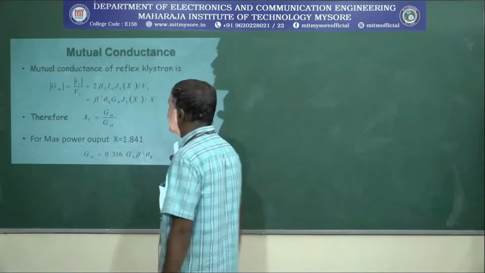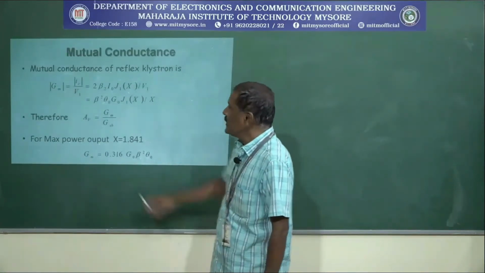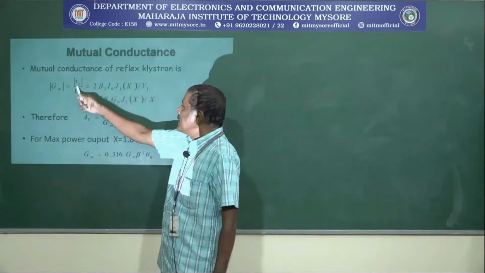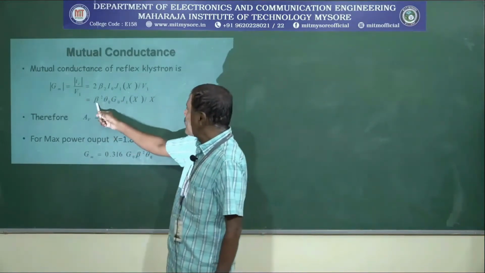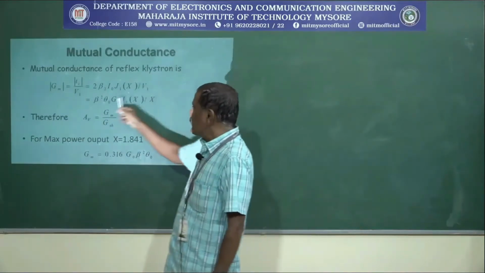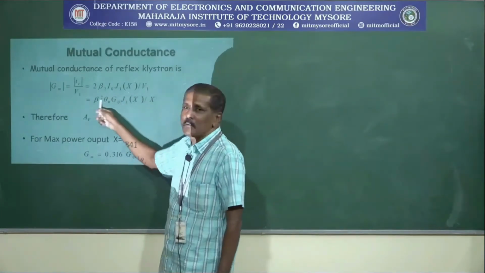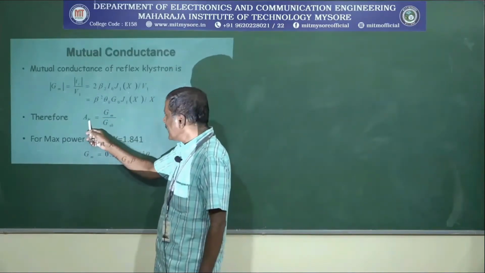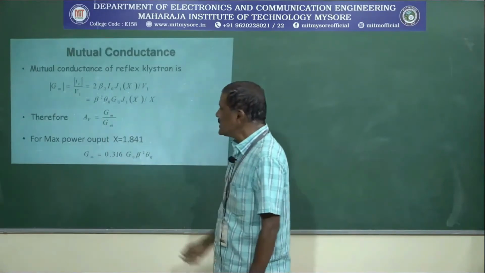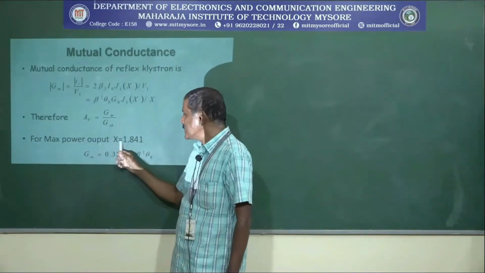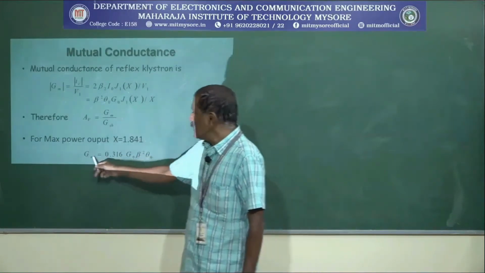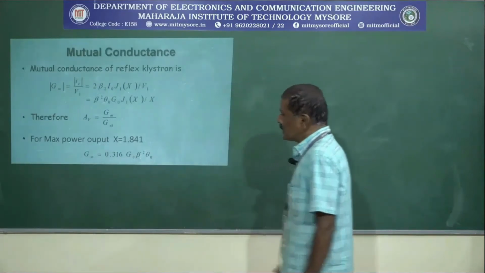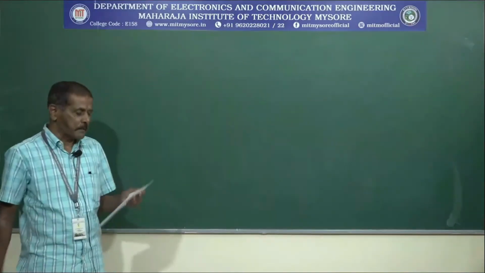Then the mutual conductance of this particular klystron is represented by Gm. It is equal to IC divided by V1. It is calculated from this particular equation, and you have to remember this equation, no need to bother about how it has been derived, and therefore gain equal to Gm divided by GSH. And for the maximum power output, because x is equal to 1.841, Gm equal to 0.136 into G0 into B square into theta 0.